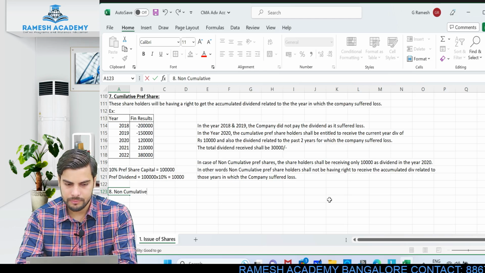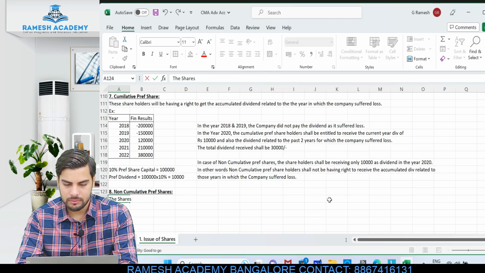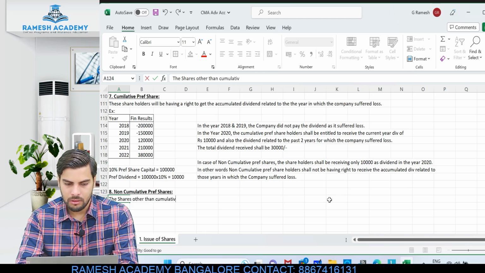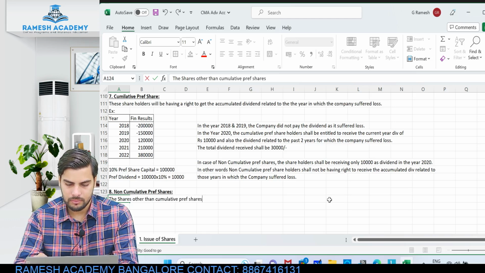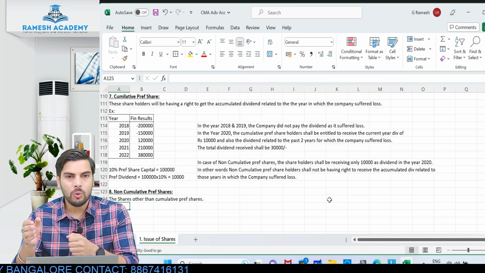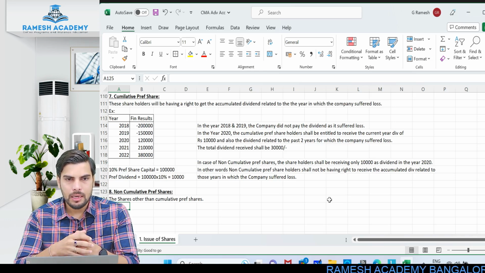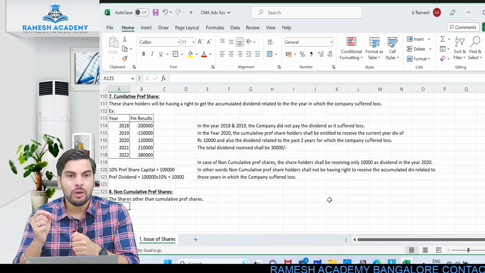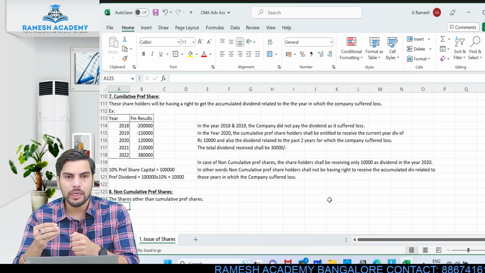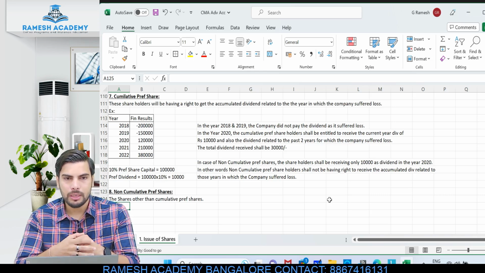Non-cumulative preference shares are nothing but the shares other than cumulative preference shares. Clear? So in simple terms, it would be like this. In case of cumulative preference shares, whenever the company is making profit, the shareholders will be entitled to receive not only the dividend relating to the current year, but along with this, also the dividend pertaining to past years in which the company suffered loss. Is this clear? But in case of non-cumulative preference shares, the shareholders will receive dividend only pertaining to the year in which the company is making profit. They will not have any right to receive the dividend pertaining to past years in which the company suffered loss. Clear?